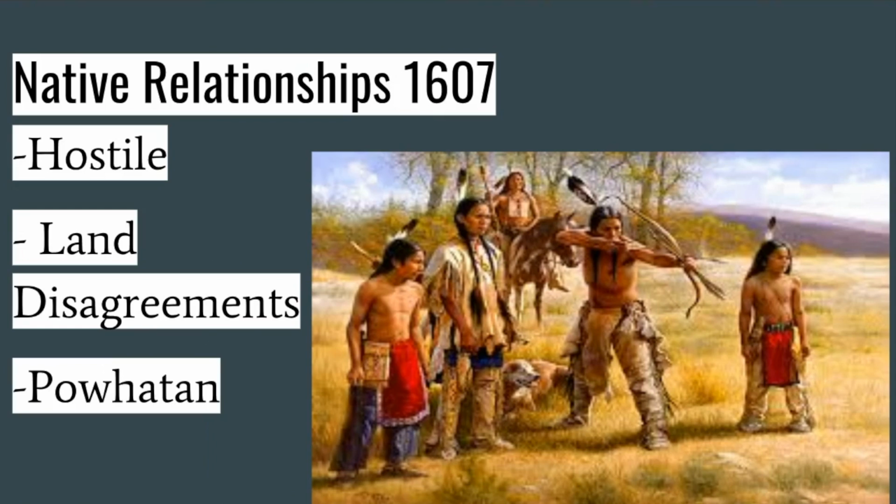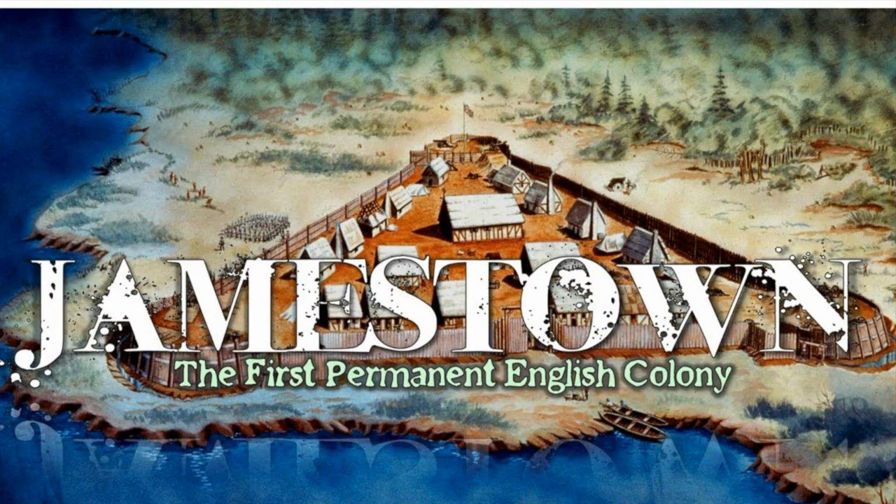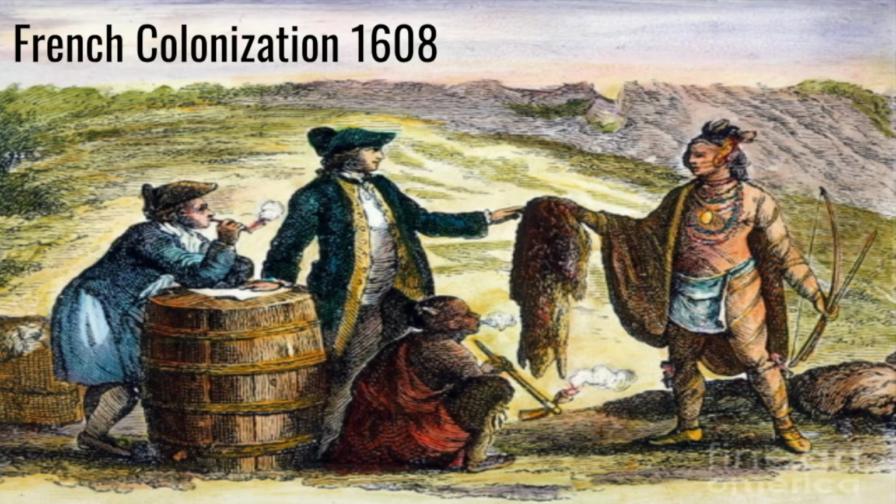Starting off from 1607, European and native relationships were hostile, with land disagreements. A great example could be the Powhatan and the Virginians in Jamestown. From Jamestown, we have the first settlement of an English colony. The Virginia Company came there in 1607, and it was the first place to have African slaves, who came from a Dutch ship.